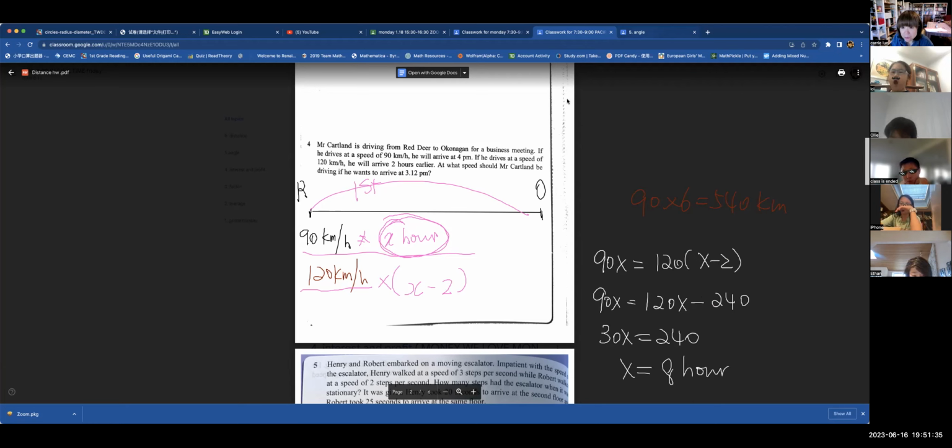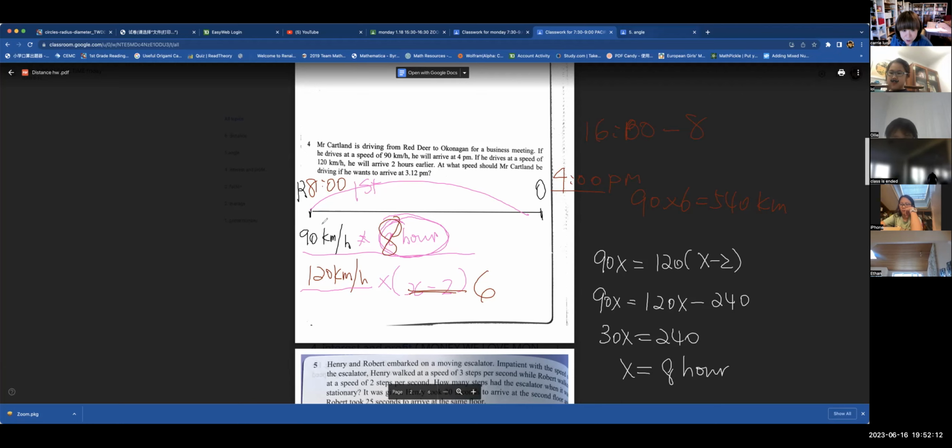So that means at the very beginning, it takes Mr. Cortland 8 hours to go from Red Deer to Okanagan, and then later uses 6 hours. Correct, everybody? So what speed should Mr. Cortland be driving if he wants to arrive at 3:12? So we need to think about it: he arrived at 4 p.m., which is 16, minus 8. So he started at 8 o'clock. Correct, everybody? So 8 o'clock, after 8 hours, he arrived at 4 o'clock. Am I right? Yes. Okay.